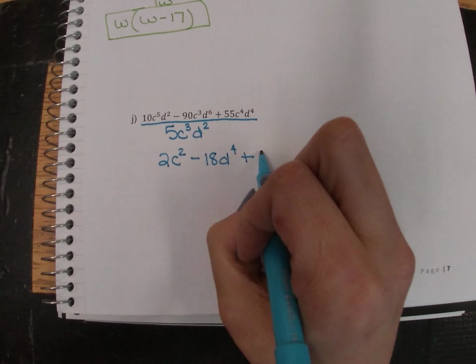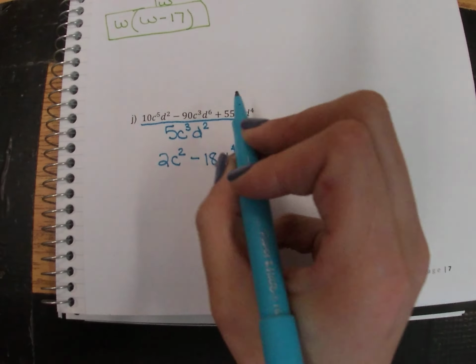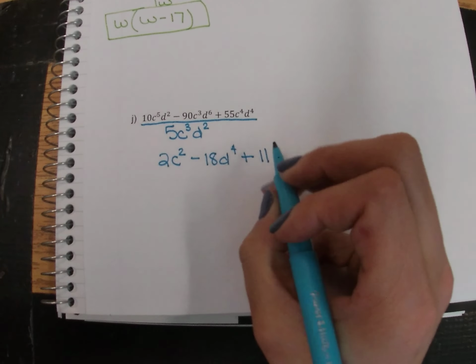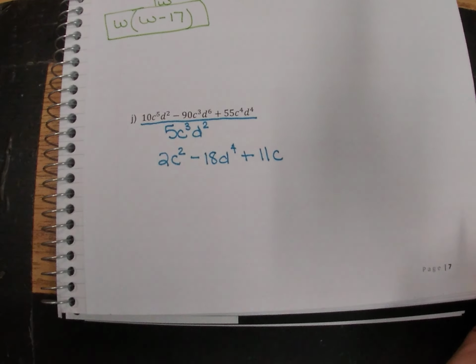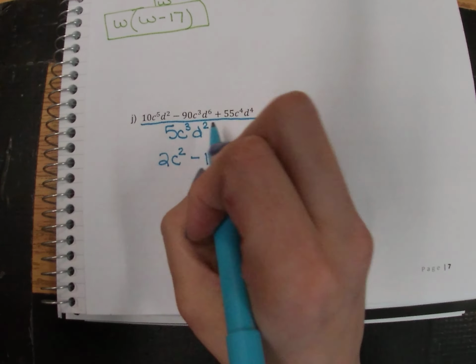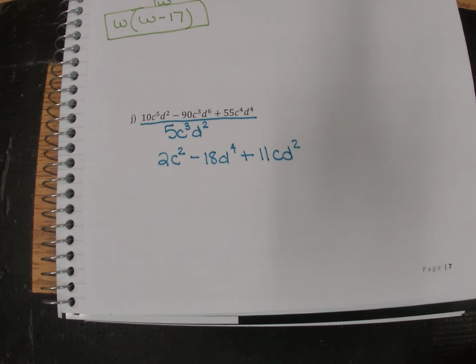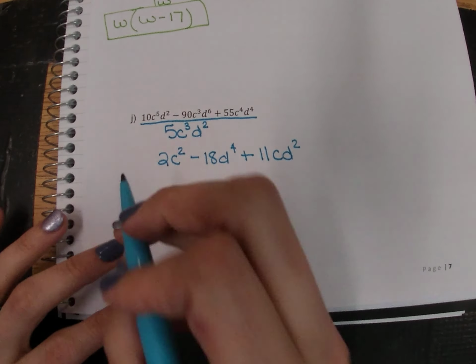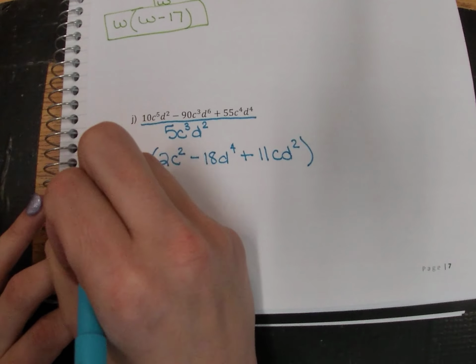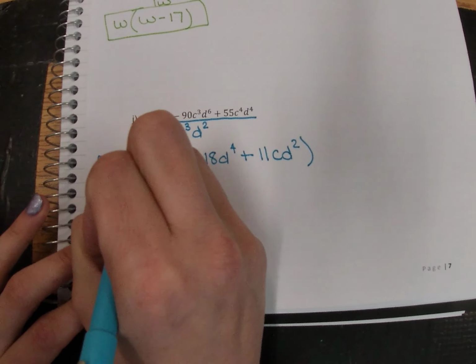55 divided by 5 is 11. If we subtract exponents, 4 minus 3 gives us c to the 1st. You could write that exponent of 1, but you don't need it. And 4 minus 2 gives us d squared. Okay, so we ask ourselves again, what will go into 2, 18, and 11? Now, I know because I've done this many, many times in my life that it just jumps out at me that there's nothing, but you might have to check and see. At this point, it's just 1. And so we pull out our 5c to the 3rd d squared.